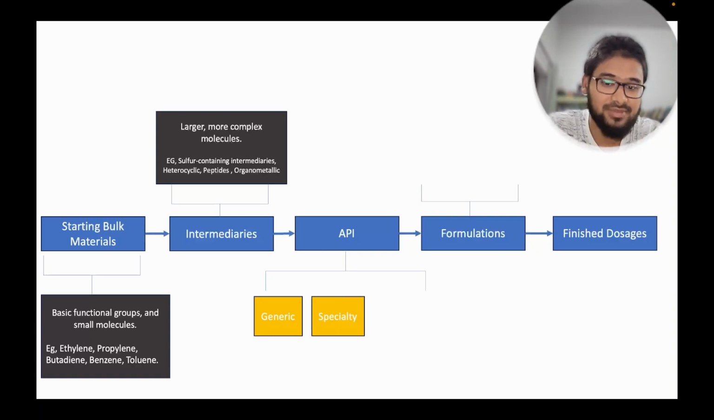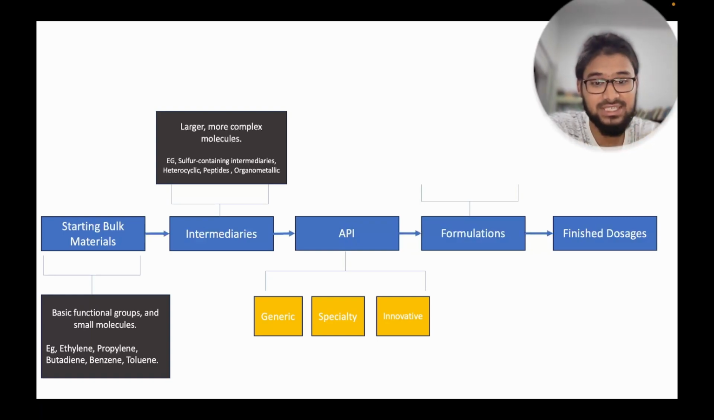Then there are specialty APIs, which are APIs which have a more niche, a more focused area of use. An extension of specialty APIs would be innovative APIs. So innovative APIs are those which have a special use case but are also new. So either they might be treating a new disease, or they might be attempting to treat an existing disease in a better fashion, in a newer fashion, in a less intrusive manner, with less side effects, right? So that's one way to look at APIs.